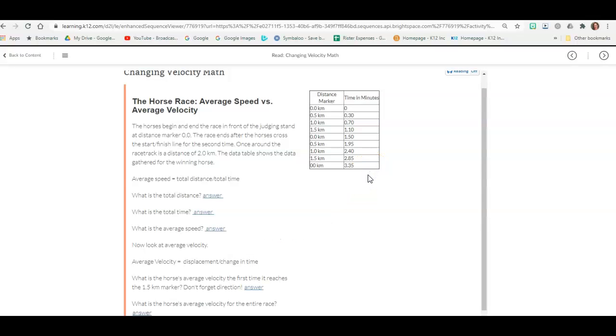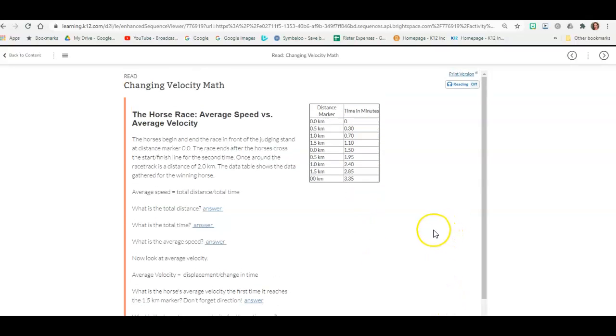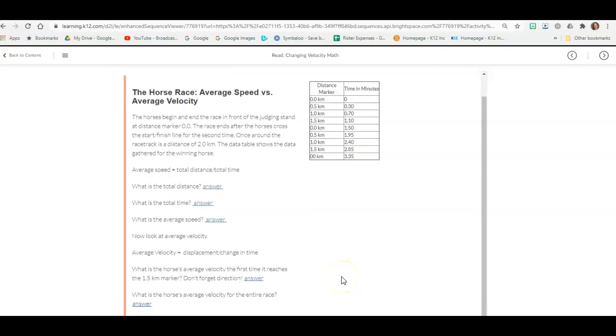Okay, and that is different from speed because there we're just looking at the total distance. So remember, speed and velocity are different.